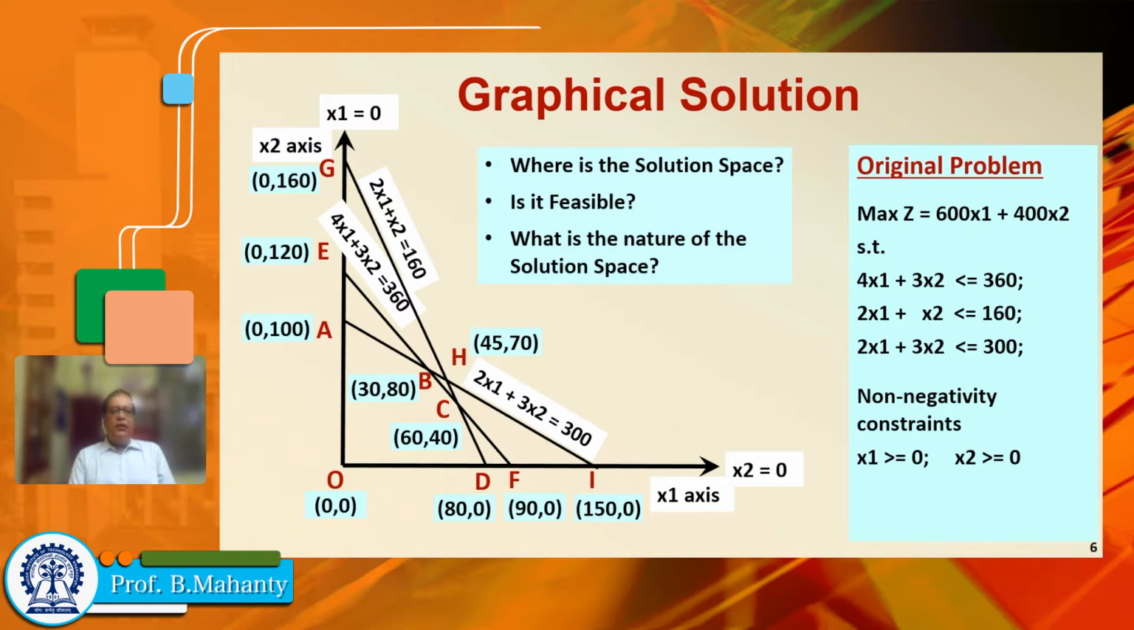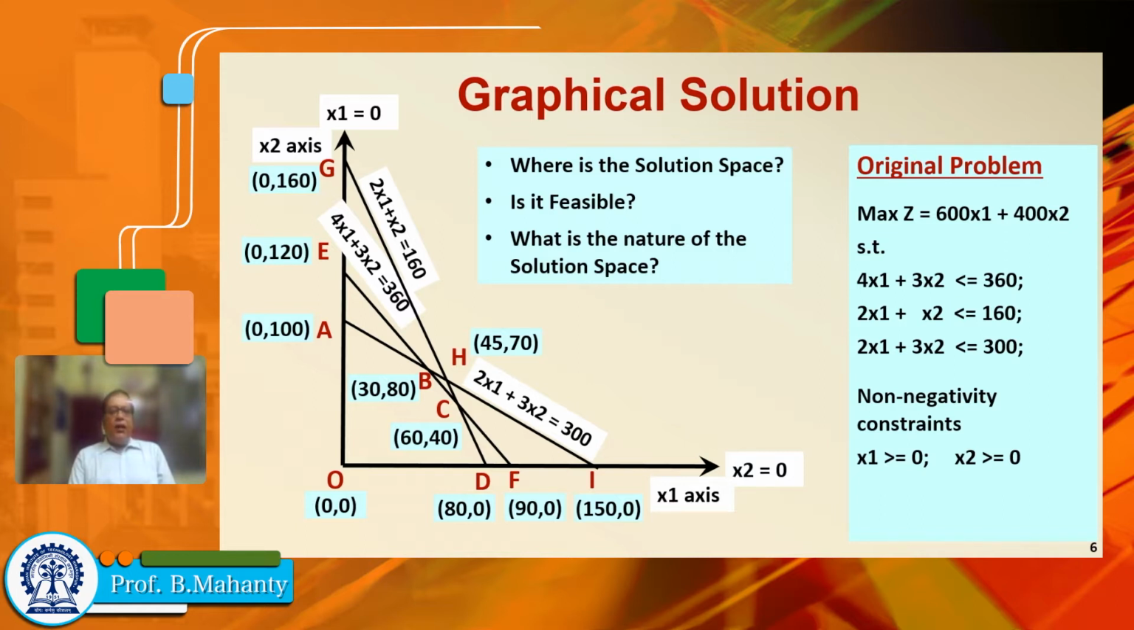The question is, where is the solution space? Is it feasible? What is the nature of the solution space? First of all, the solution space will be this side. Why? Because the constraints are all towards the origin, because they are all less than or equal to type. And so that will be the common area. First of all, is it feasible? Yes, it's a feasible solution space because it is a bounded solution space.